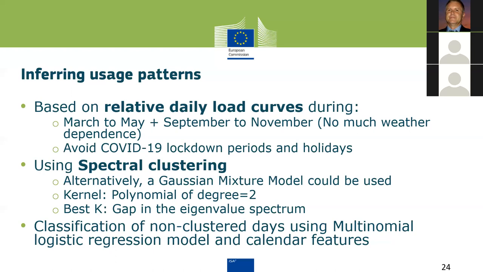So basically we use spectral clustering. Alternatively, we could use a Gaussian mixture model. We started to use this Gaussian mixture model, but we finally are using spectral clustering in order to clusterize these daily load curves. And one thing that is quite interesting here is that for this clustering phase, we are not using all the data. We are only using data from March to May and from September to November in order to get those days that don't have much weather dependence, okay?